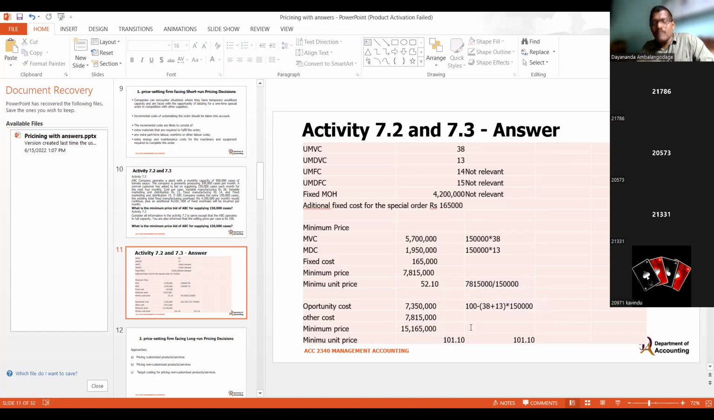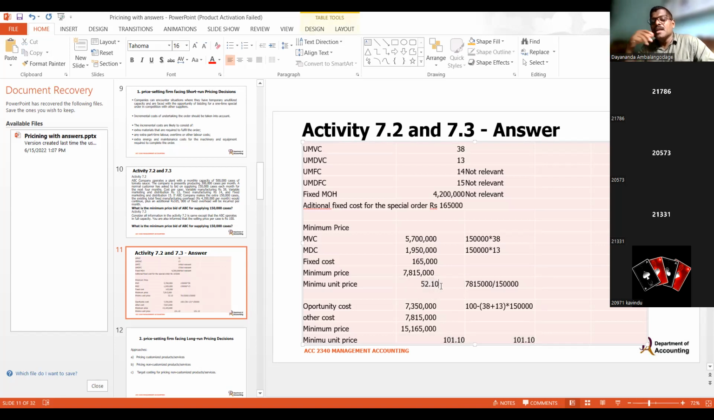What we do is, wherever you have opportunity cost, we need to add back the opportunity cost to the existing or the current cost. Then only you will get the minimum price. But of course, you have to remember again, there is no profit if you are selling at this price. This is the minimum price, meaning minimum cost you have to recover. This is also cost, minimum cost.